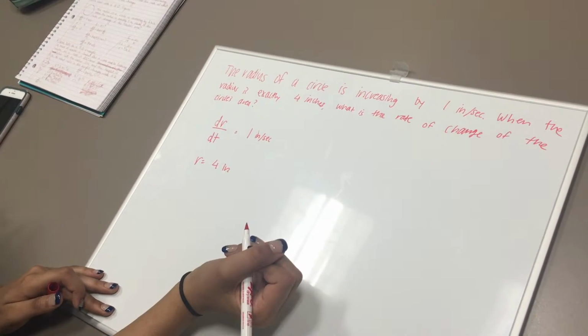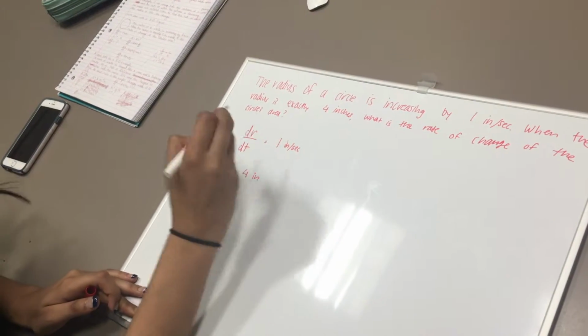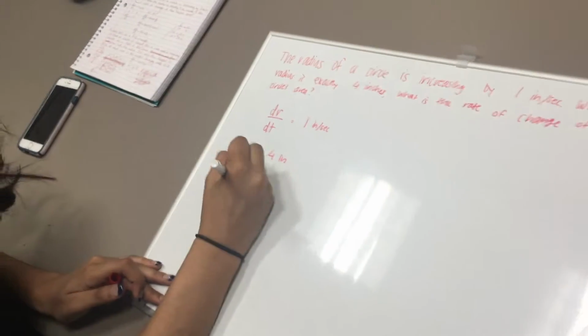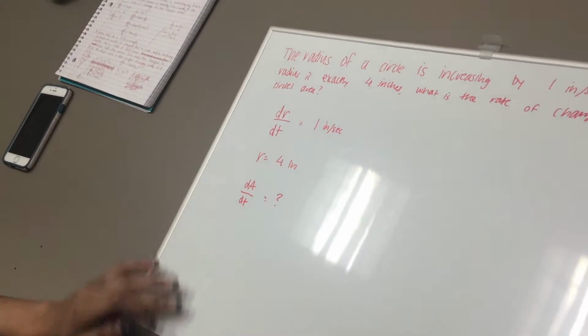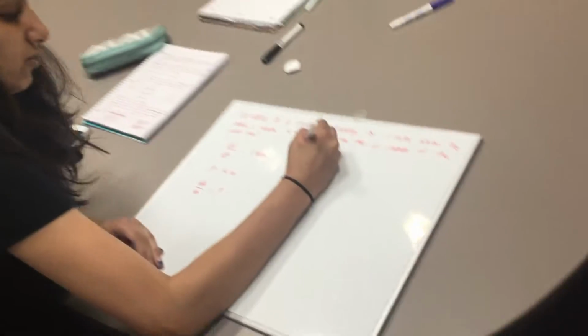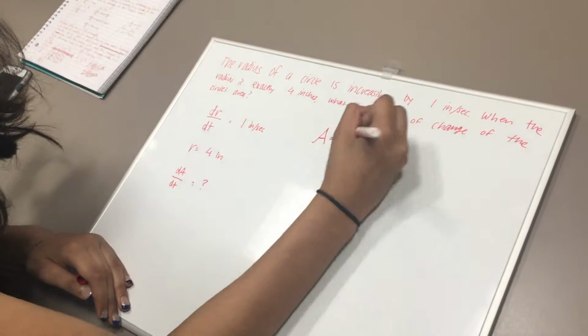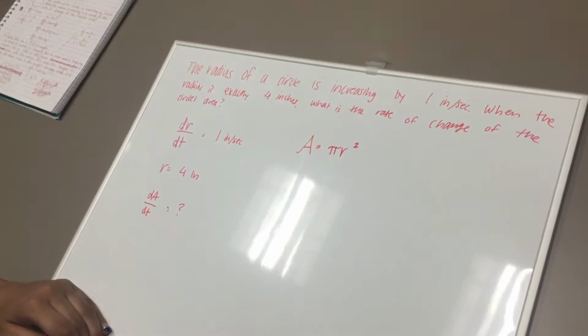So we know that, and we are trying to find the rate of change in the circle's area. That's going to be dA dt. It's always in respect to time again, but that is our unknown. So when we have a problem like this, we're first going to have to know what the area of the circle is. So the area of a circle is pi times the radius squared.